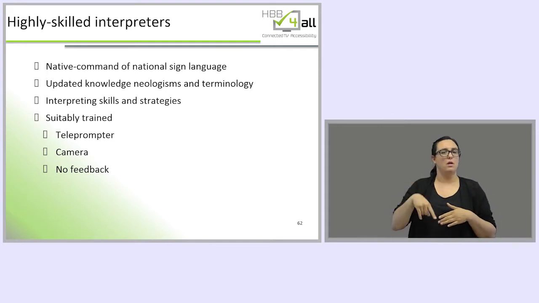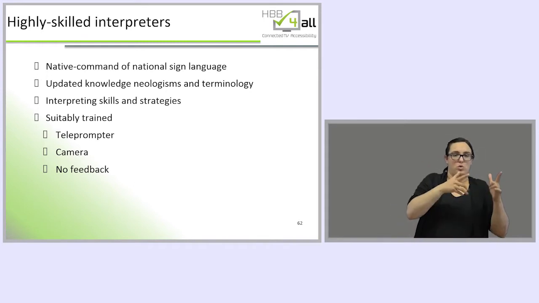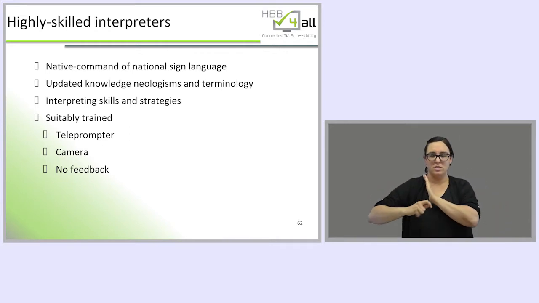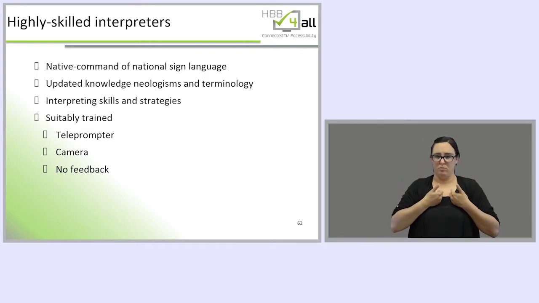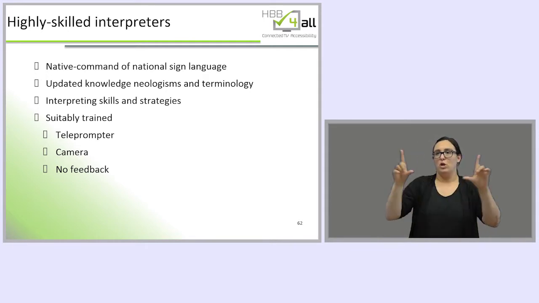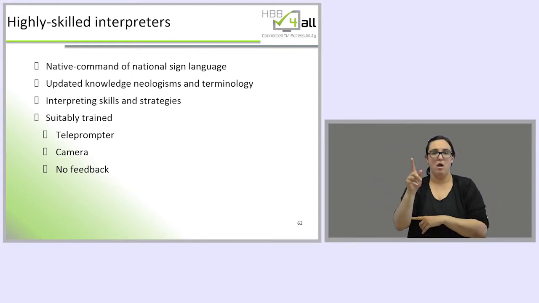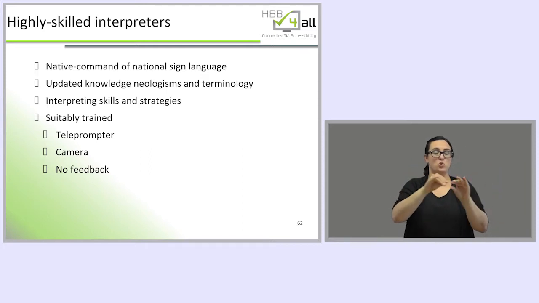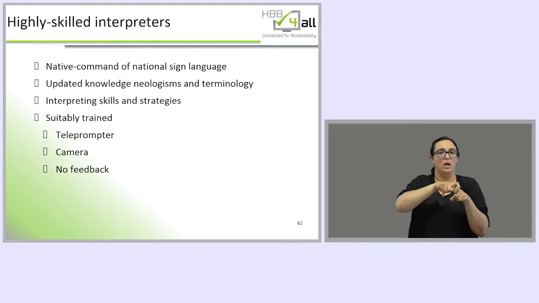Highly skilled interpreters have to be highly skilled not only in their linguistic abilities, but also in their interpreting skills and strategies. So they have to be trained and qualified, as we mentioned, but also suitably trained. That is, they should be familiar with using a teleprompter, for example, signing in front of the camera, or having no feedback because the users are not present during their interpretation. These are some characteristics that novice interpreters might not be familiar with.